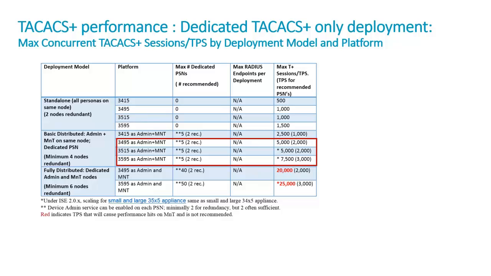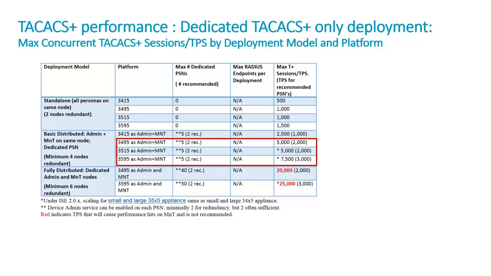might need slightly more than 34.95. So you can see that the maximum dedicated PSNs can go up to 5, out of which 2 is recommended. And you can see the maximum TACACS sessions or transactions per second. The maximum is 5,000. However, with 2 PSNs, you can have up to 2,000 transactions per second.